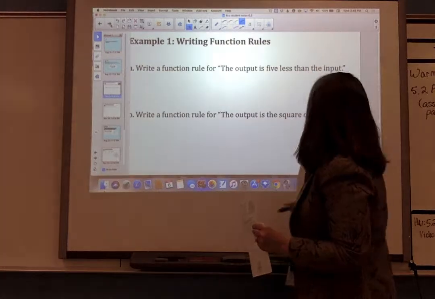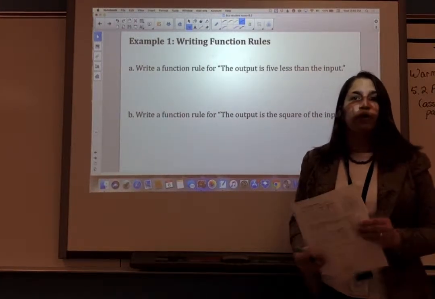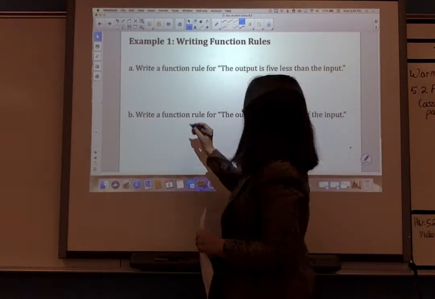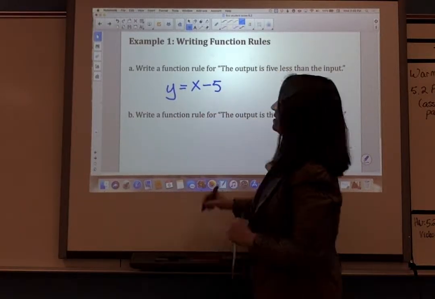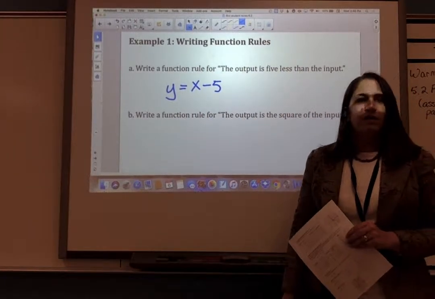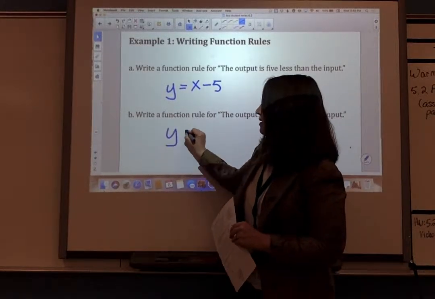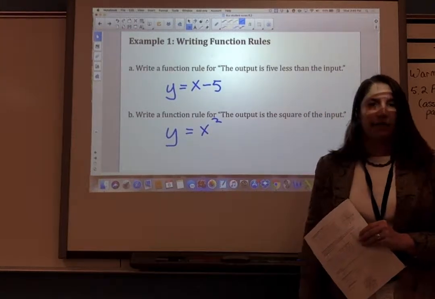So let's start by writing a function rule, an equation, for the output, or y, is 5 less than the input. So that would be y equals the input minus 5. Then we can write a function rule for the output, y, is equal to the square of the input. Y equals x squared.